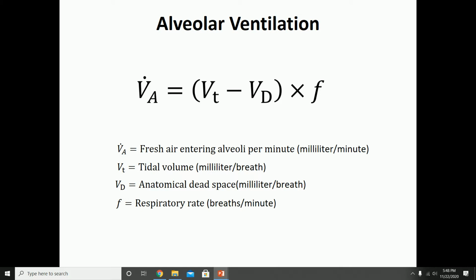So how do we calculate alveolar ventilation, which again is the functional part of what we're breathing? So the alveolar ventilation is, you'd have to subtract tidal volume minus the anatomical dead space and then multiply that by the respiratory rate. So how many breaths per minute?